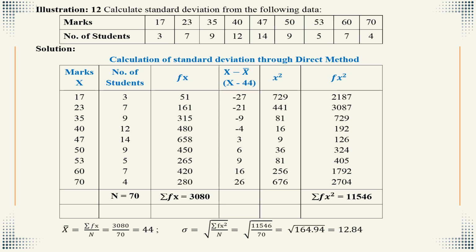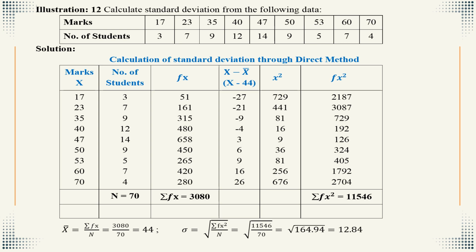Then you have to square that: 27 into 27, and minus 27 into minus 27 gives the positive value, that is 729. 21 into 21 is 441. 9 into 9 is 81, 4 into 4 is 16, 3 into 3 is 9, 6 into 6 is 36, 9 into 9 is 81, 16 into 16 is 256, 26 into 26 is 676. Then you have to multiply with f, that is 3 into 729, which is 2187.